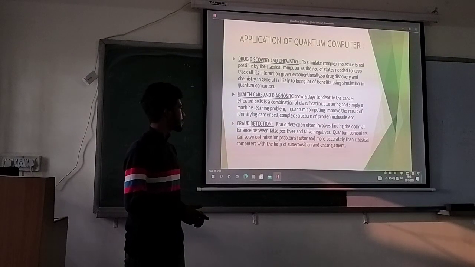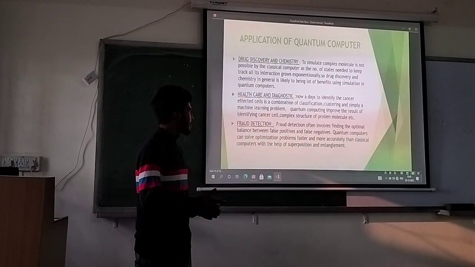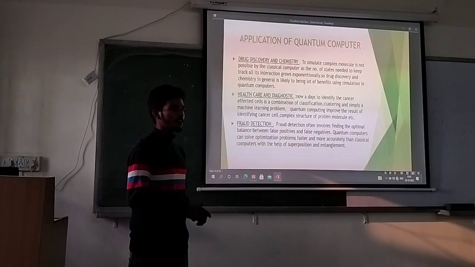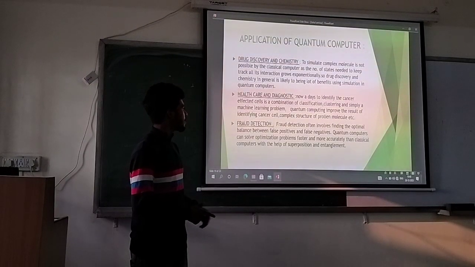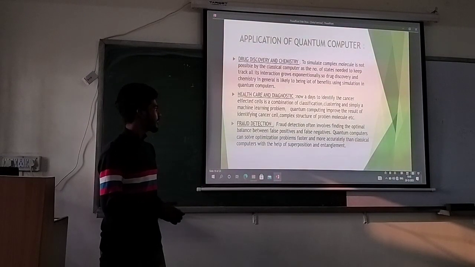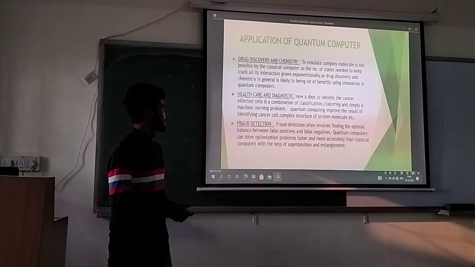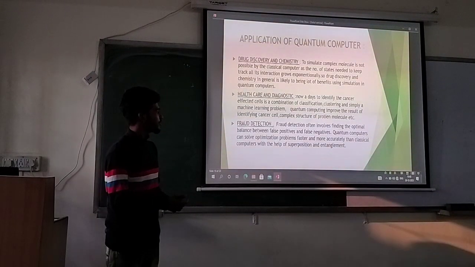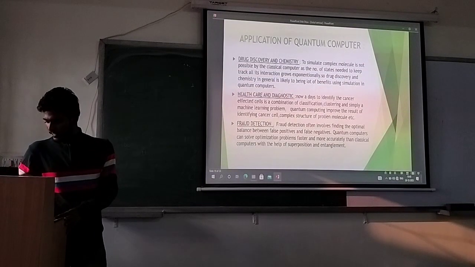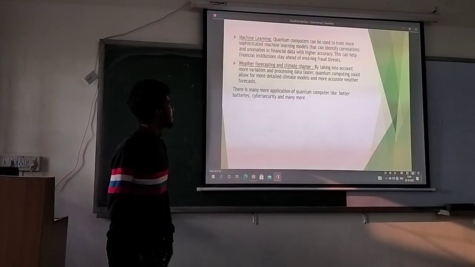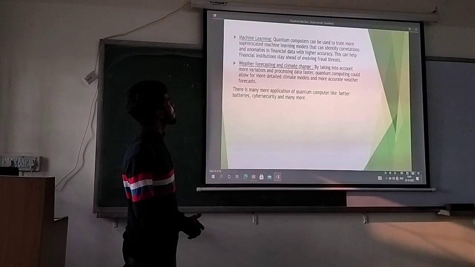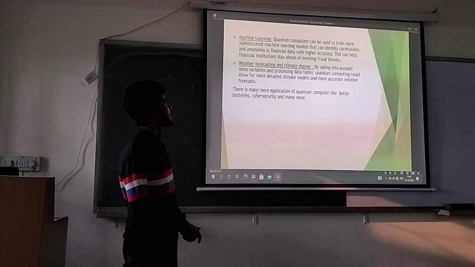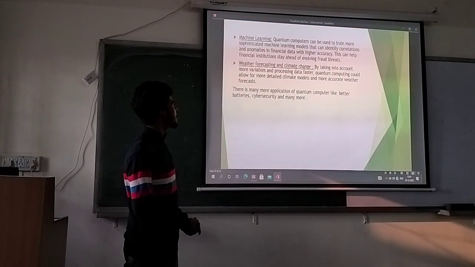And similarly in fraud detection, the basic idea is that a quantum computer is very fast and can solve in a factorial way. Fraud detection often involves finding the optimal balance between false positives and false negatives, and a quantum computer can solve optimization problems faster and more accurately than a classical computer with the help of superposition and determinism. Similarly, in machine learning, quantum computers can be used to train more sophisticated machine learning models that can identify correlations and anomalies in financial data with higher accuracy.